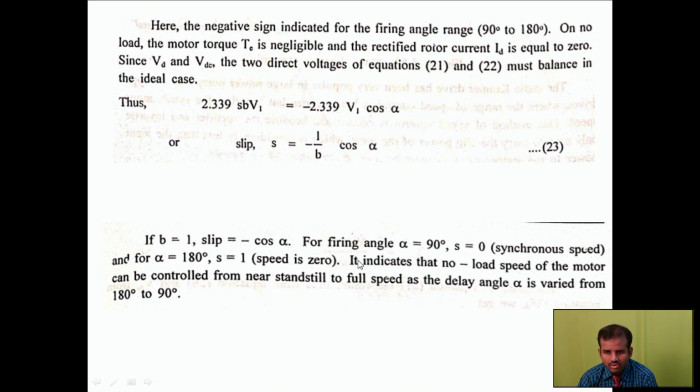So it indicates that the no load speed of the motor can be controlled from near standstill to full speed, as the delay angle alpha is varied from 180 degree to 90 degree. Here you have to vary the delay angle alpha from 180 degree to 90 degree. The motor speed can be controlled from near standstill to full speed.